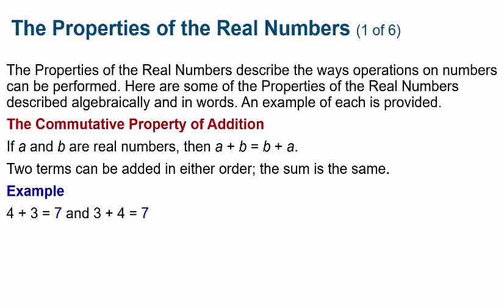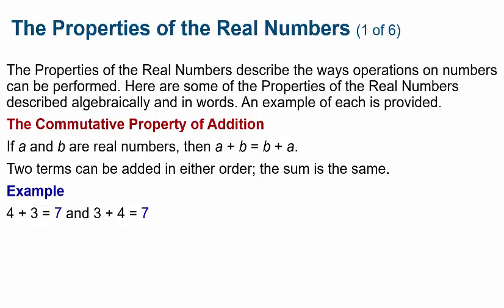Okay, so the properties of real numbers describe the way operations on numbers can be performed. So what I have here are some properties of real numbers described algebraically and then in words, and then what I'm going to do, as I said, was provide an example of each.